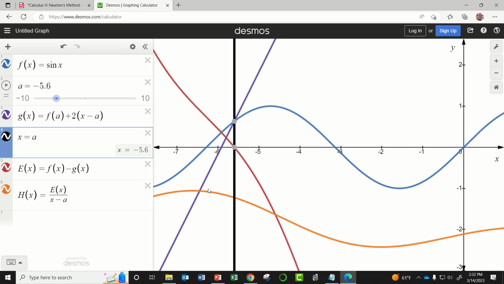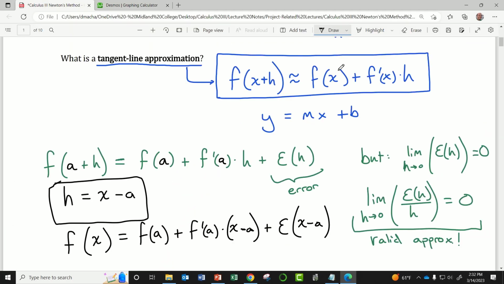But now this is not a good approximation because this orange curve, which represents the error term divided by that h variable, now doesn't have a limit of 0 at that point. Anyways, hopefully that sort of makes sense, and that's kind of a neat visualization if you've never seen it before.